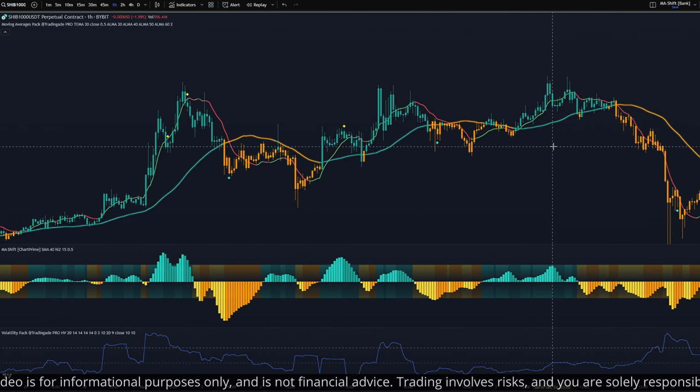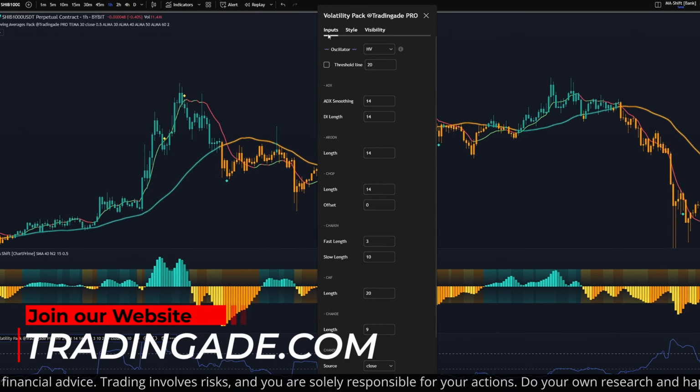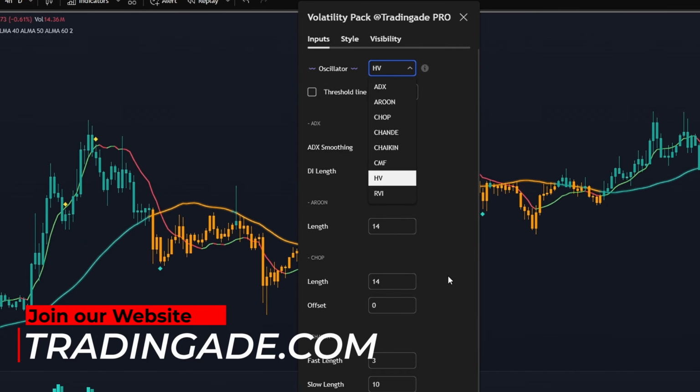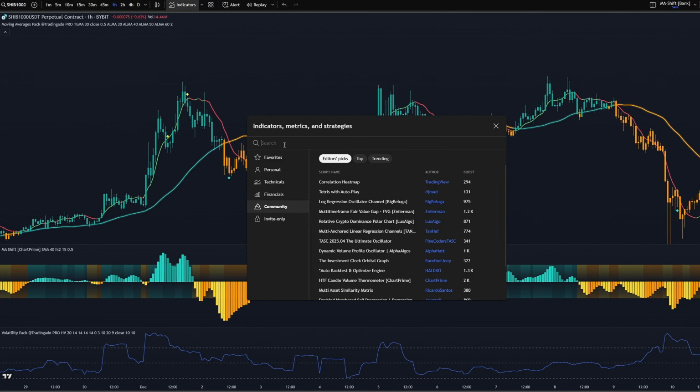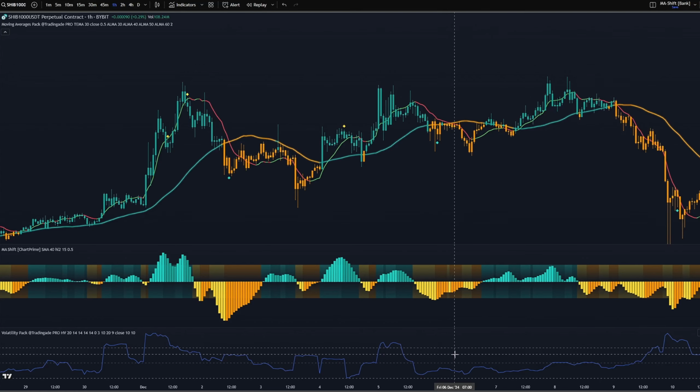Then, the other confirmation is based on the historical volatility indicator. I've taken it from the volatility pack by TradingView Pro, which is a pack that contains the most used volatility indicators. But if you want, you can always search in the indicator section for historical volatility and select this first one. We're gonna use this indicator in this way.